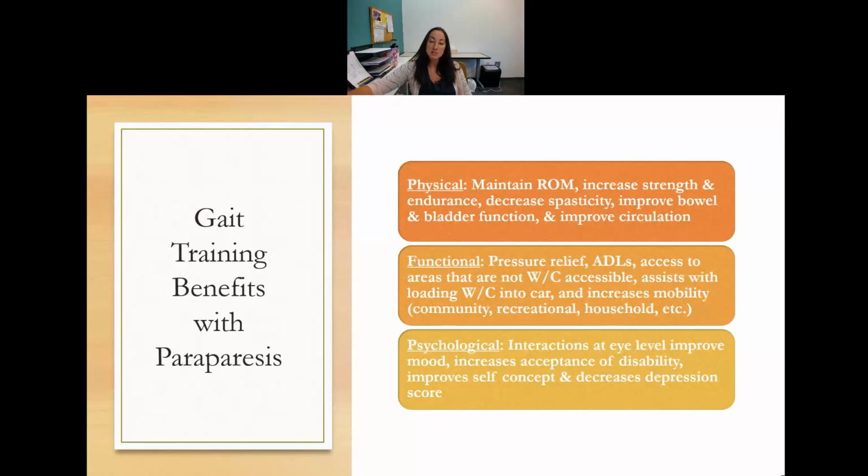It can decrease their depression score. So if there's a possibility of getting them to be able to stand and take a few steps, absolutely do it. Even if they're just in a stepper or something that's taking the steps for them, it can really benefit the patient.